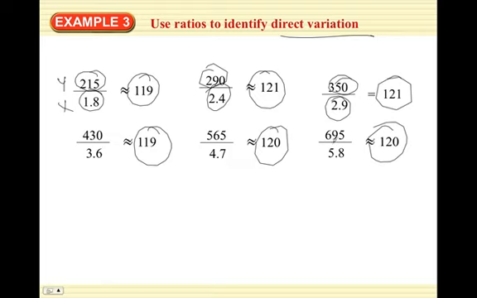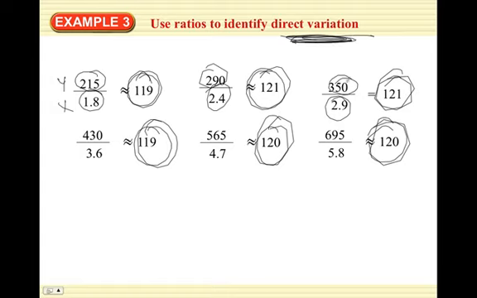Normally, if they're all the same, we say yes, it's direct variation. But this is still direct variation, I'm going to tell you that. Even though it's different, 119, 120, 121, it's still direct variation. Do you know why? Because in real life, it's never perfect. But they're all pretty close to the same number, don't you think? 119, 120, 121, they're all close.